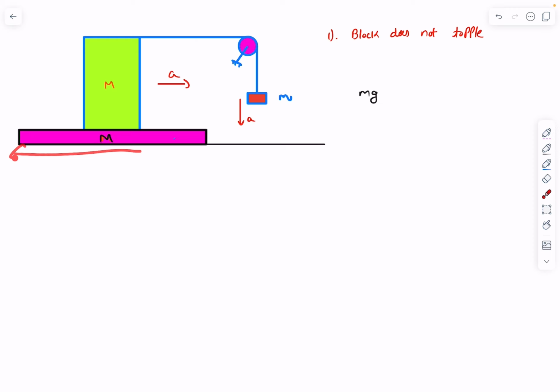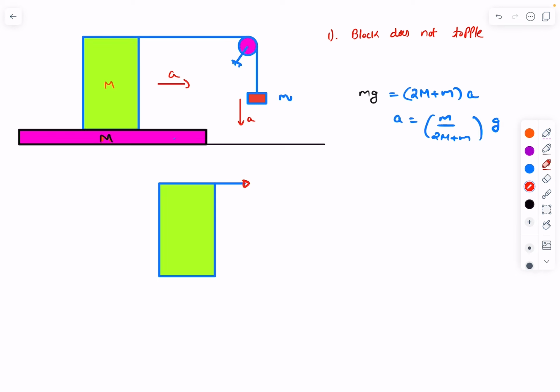There is no force in the horizontal plane. There is no friction from the ground. The other friction forces are internal, so we don't have to consider that. Tensions are also internal. So the force along the direction of acceleration is just mg, and this would be equal to the total mass, which is 2 capital M plus small m, times the acceleration a. So from here, a turns out to be this value.